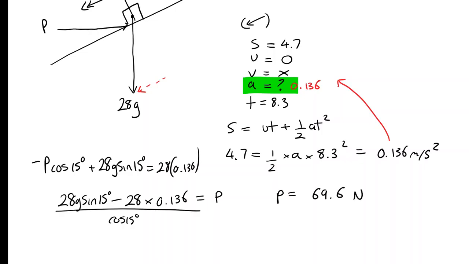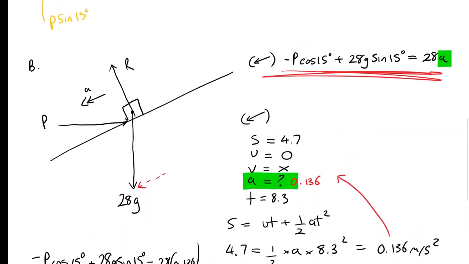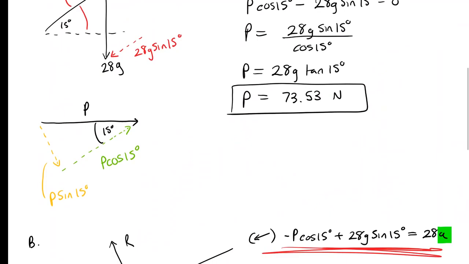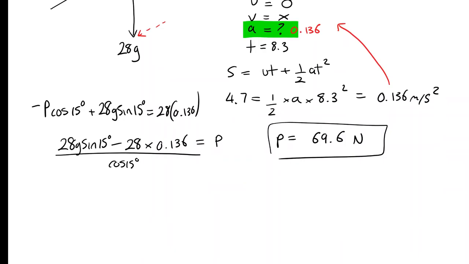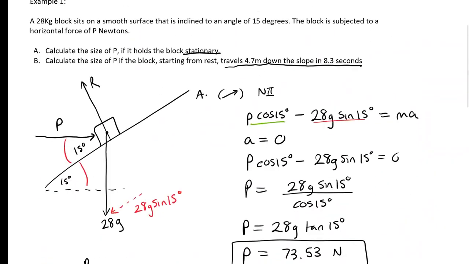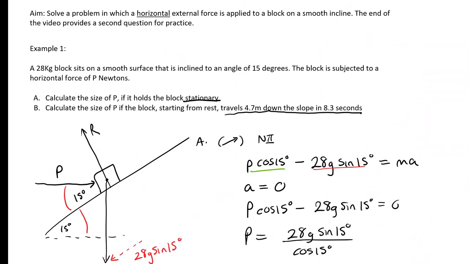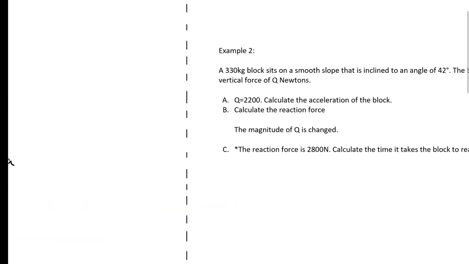P is equal to 69.6 newtons. We can check this is reasonable by looking back at the last part. 73.53 was needed to hold it still, and a slightly smaller force of 69.6 allows it to accelerate down the slope at a slow rate. Okay, that's the end of example 1. So we'll go over and look at another example.